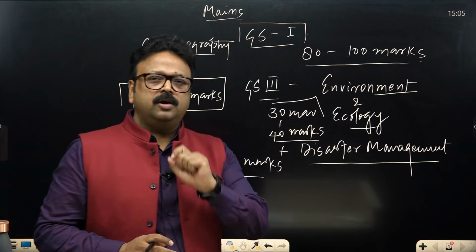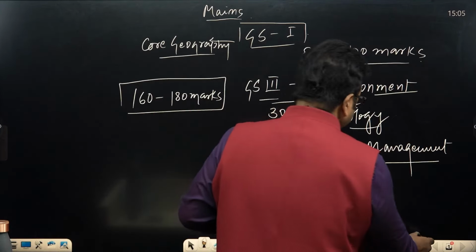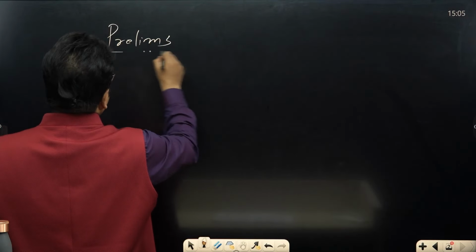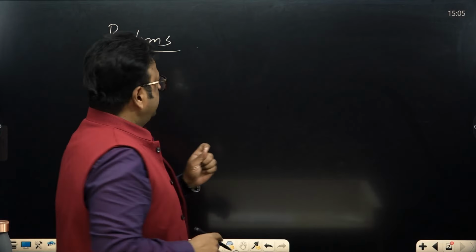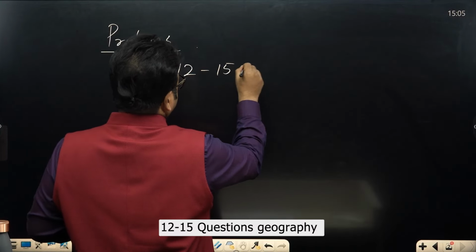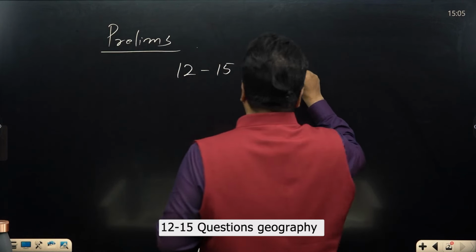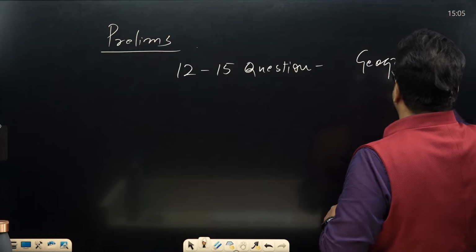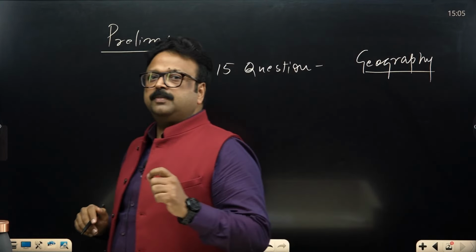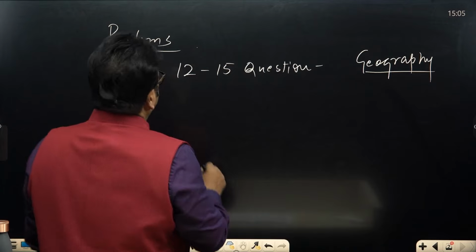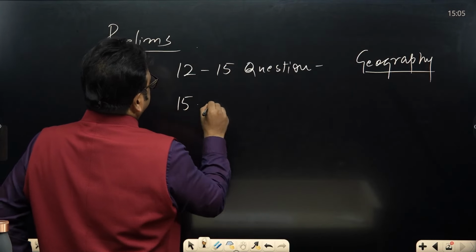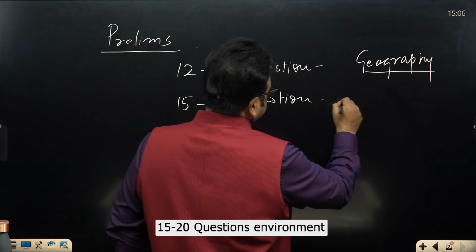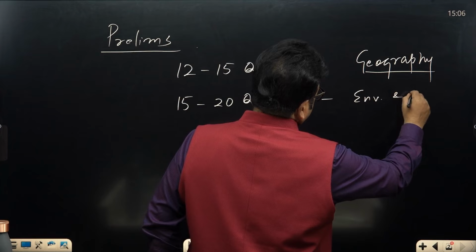Not only this, if we talk about your prelims examination, I should talk first about prelims, then come to mains examination. So in your prelims examination every year, if you see the prelims paper, you are going to have 12 to 15 questions that come from geography. And since 2013, this environment and ecology is going to play a pivotal role, and 15 to 20 questions you will find are from environment and ecology part.